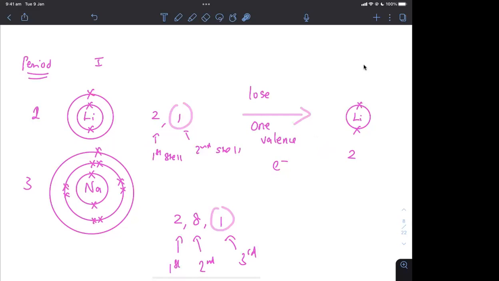It's not fully filled yet. Okay. And when you lose 1 electron, what actually happens is you will get a plus charge. A plus charge there, a plus 1. Plus 1 charge means the atom loses electron. But lose how many? It loses 1 electron.